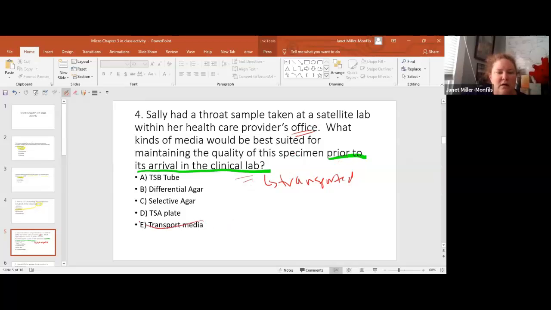So this one, that's why I said look for any root words that would work. Transport media, because TSA plates are plates that you put in the incubator to grow for 1 to 2 days. Selective differential agar, those are going to be growing plates. And TSB tubes are just a nutrient broth tube. So the best one is transport media, because you're not really encouraging selective growth or growth at all. It's just a maintenance before you can get it to the lab and set it up.